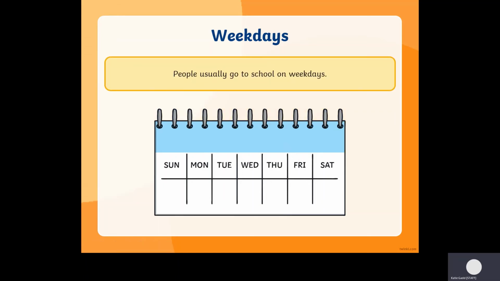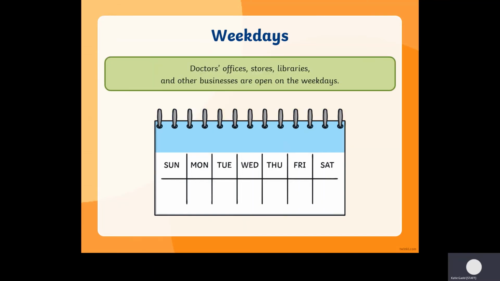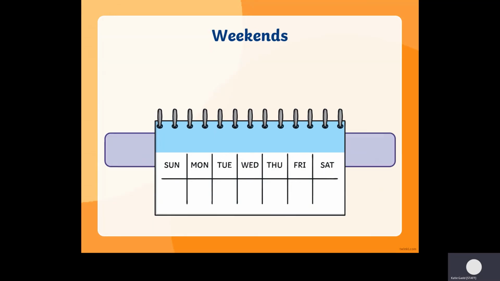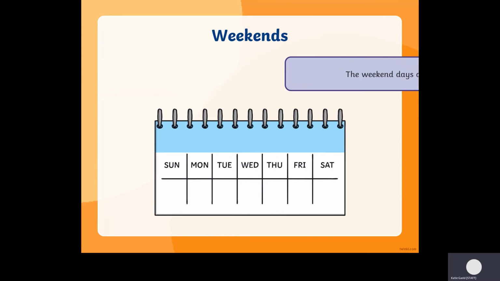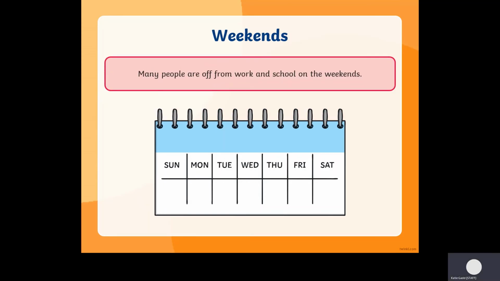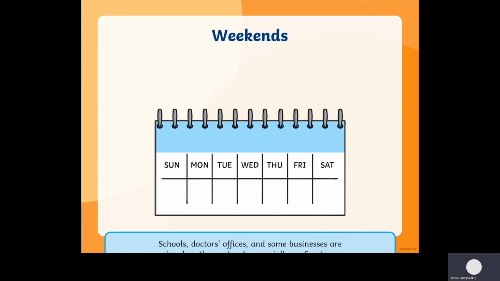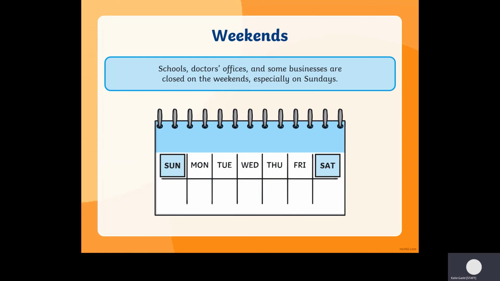So people usually go to school on weekdays. The doctors, shops, libraries and other businesses are open on the weekday. Whereas at the weekends, Saturday and Sunday, most people are off from work and off from school. And places like doctors, schools and some other businesses, especially on Sundays, are also closed at the weekend.